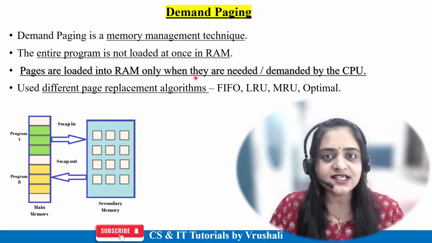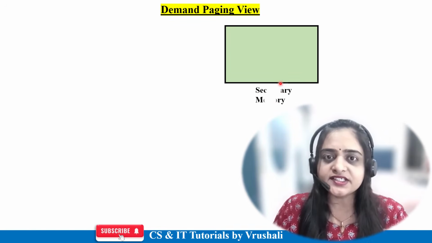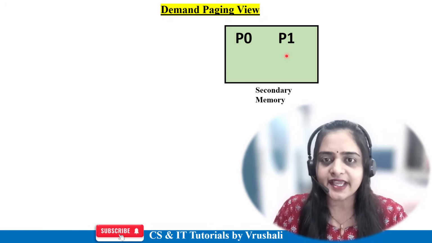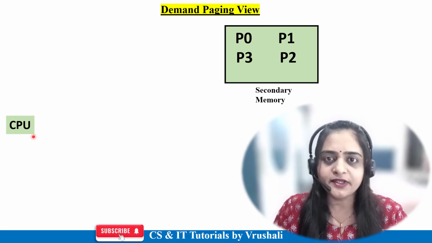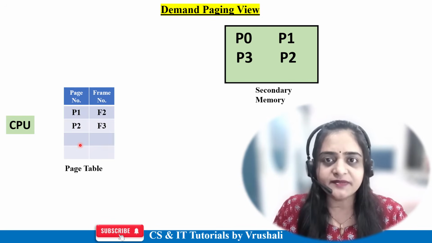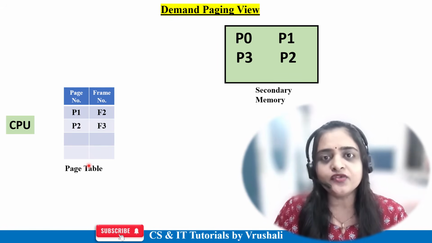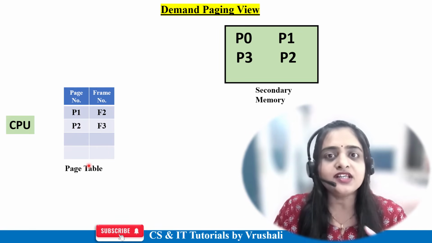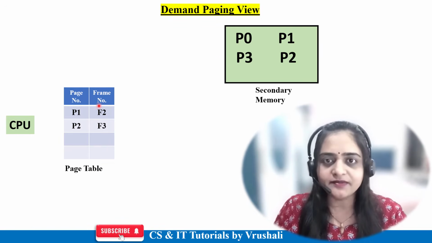Now let's understand this concept in detail with an example. Now see here, in your system there is a secondary memory. Assume that there are a total of 4 pages present in secondary memory: P0, P1, P2 and P3. On the other side there is a CPU. The CPU is connected with the page table. As we discussed earlier, in paging there is a page table. The page table maps your logical memory to your physical memory because the CPU interacts with the logical memory only. This page table has two columns, page number and frame number.